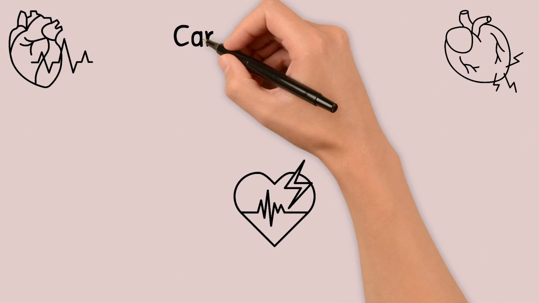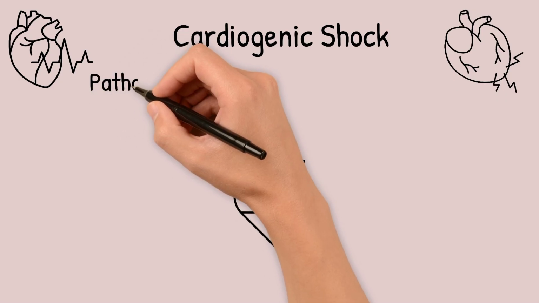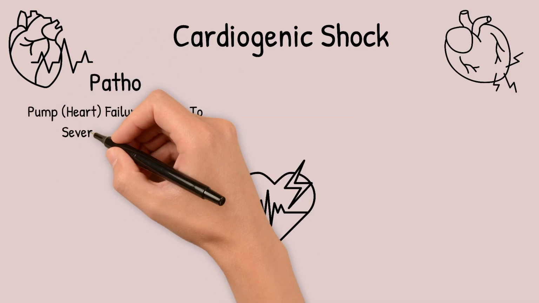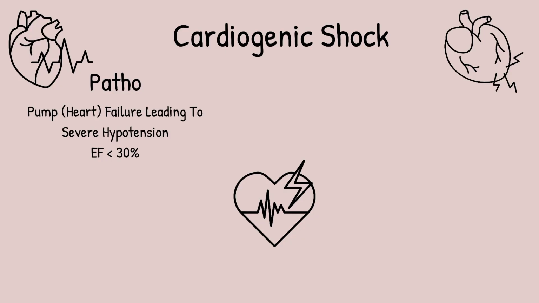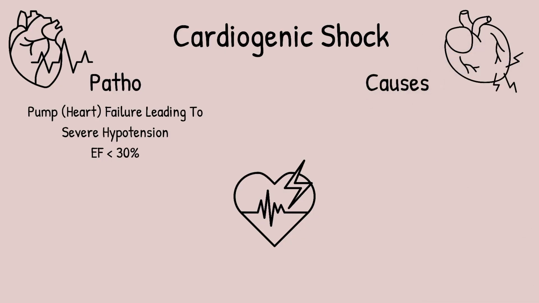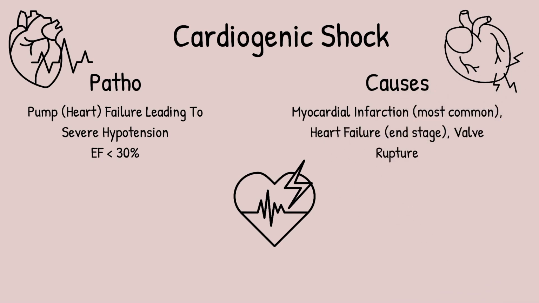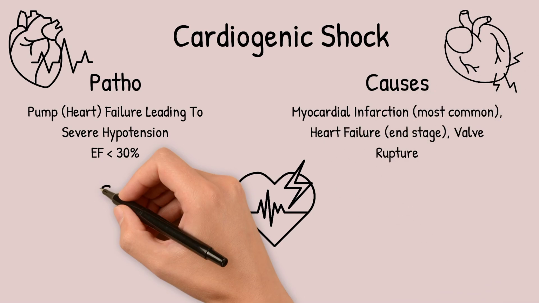Next is cardiogenic shock. This is our heart pump failure, leading to severe hypotension. Usually our ejection fraction, or the percentage of blood pumped from the left ventricle, is less than 30%. Some of the common causes of cardiogenic shock include myocardial infarction or heart attack. That's usually our most common. Heart failure in the end stages, or valve rupture, which is less common but just as severe.